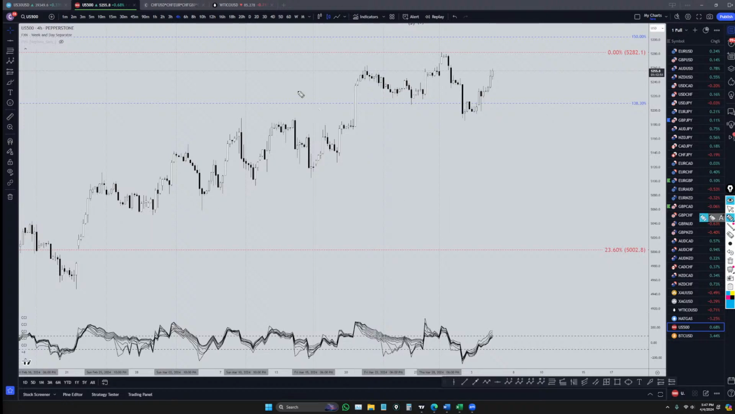Probably what happened is this is an irregular ABC. Now I look at it closer. This is a wave A right here. This is a wave B with a higher high, a wave B that happens quite often. And then this is a wave C.